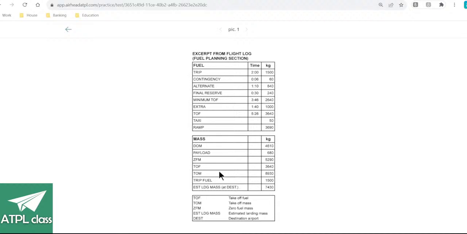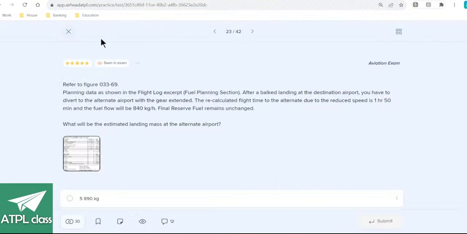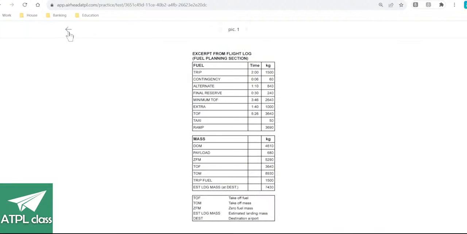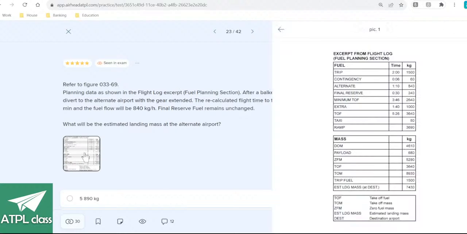Estimated landing mass, or we could just use the estimated landing mass. Does it have that? 74380, but we don't want to use the estimate, we want to use the actual. So takeoff mass 8930. When we get to our destination, we will have burnt our trip fuel. We will have burnt our, maybe not necessarily contingency fuel. Final reserve fuel remains the same. Alternate fuel we're going to burn.